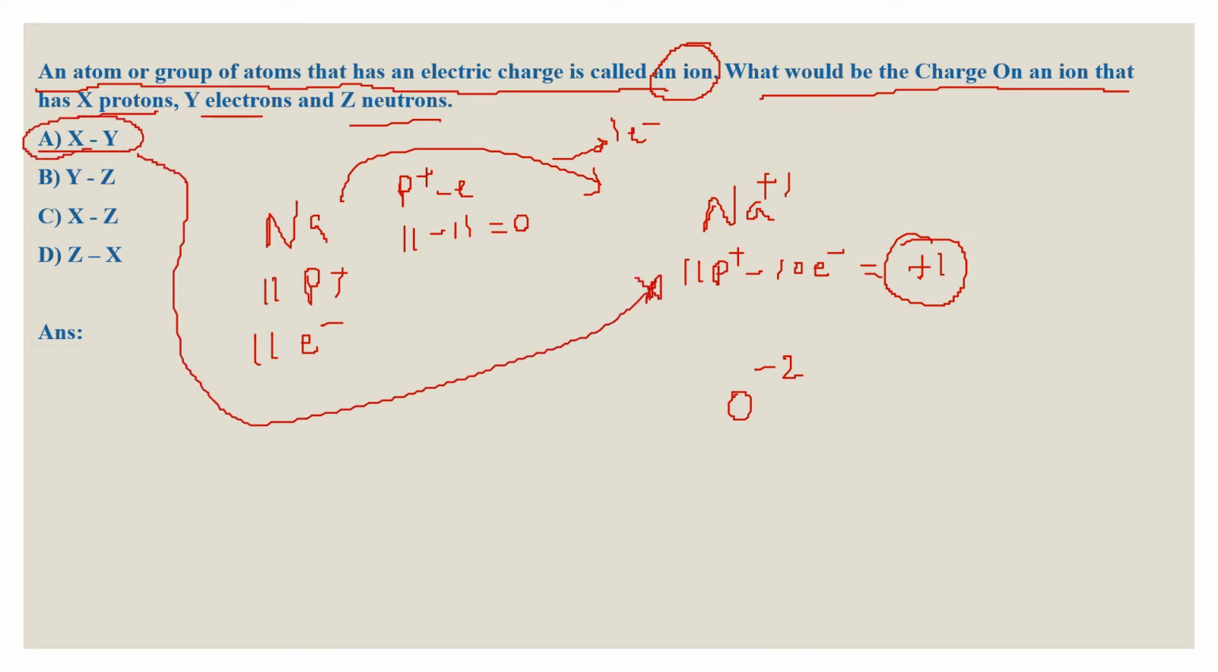Protons minus electrons means protons are X, then electrons are minus Y, so A is the right option, because by taking protons minus electrons, you will get the charge. So that is the right answer. So option is A.